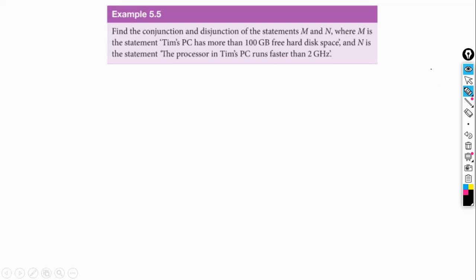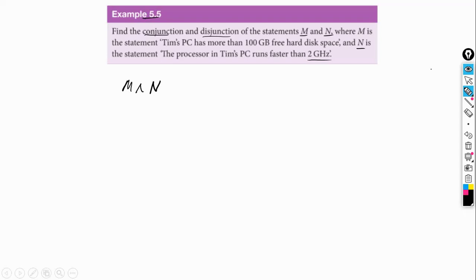So now let's take a look at example 5.5, and it says find the conjunction and disjunction of the statements M and N, where M is the statement, Tim's PC has more than 100 gigabytes free hard disk space, and N is the statement, the processor in Tim's PC runs faster than 2 gigahertz. So the conjunction would be the condition M and N. So in order for this to be true, both statements have to be true. Any other case would make it false.